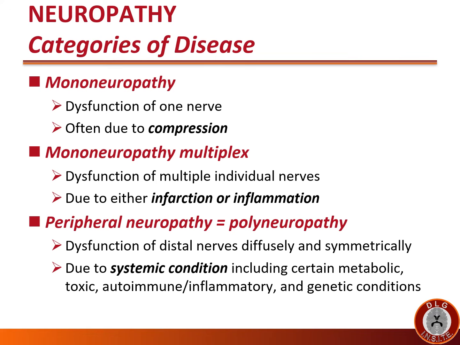And the term peripheral neuropathy is very specific, also known as polyneuropathy. Those are equivalent terms, peripheral neuropathy and polyneuropathy. These are dysfunction of distal nerves diffusely and symmetrically. And it is due to a systemic condition, including certain metabolic, toxic, autoimmune or inflammatory, and genetic conditions.